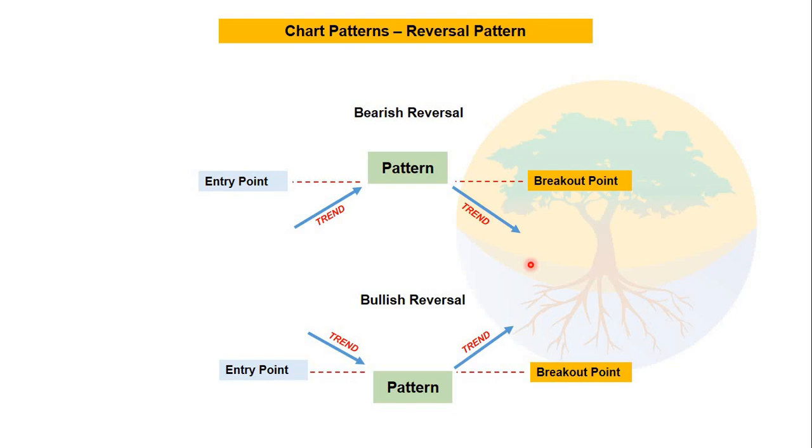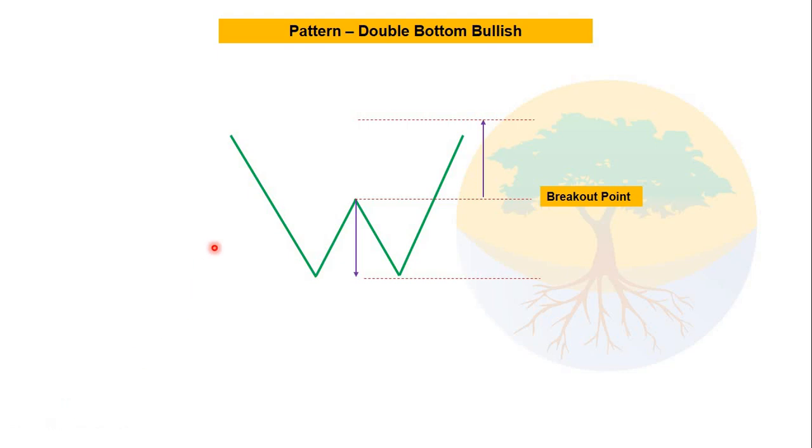Welcome back everyone. So having looked at the continuation and reversal patterns, we now need to look at the individual patterns that we find. So the first one we have is what is called the double bottom, which is a bullish reversal pattern. So we're expecting to find this at the bottom of a downtrend.